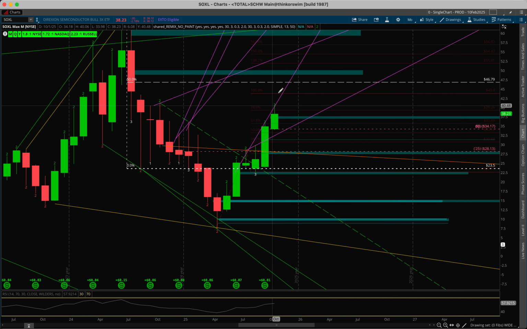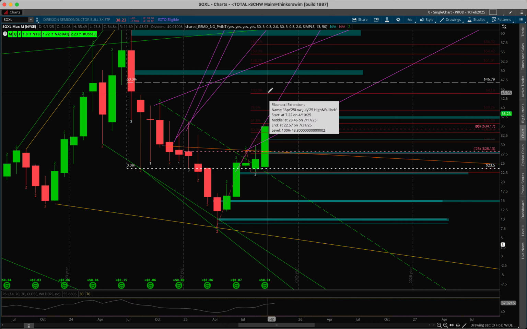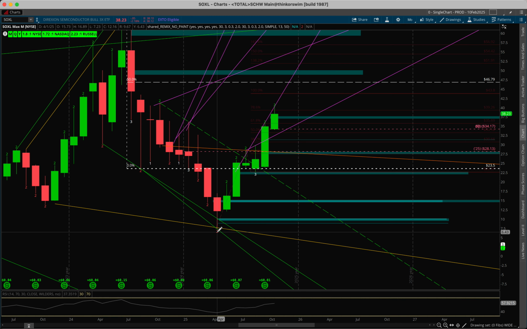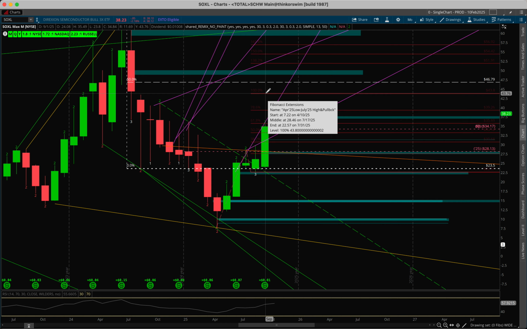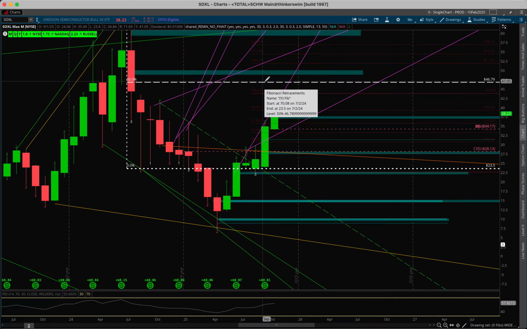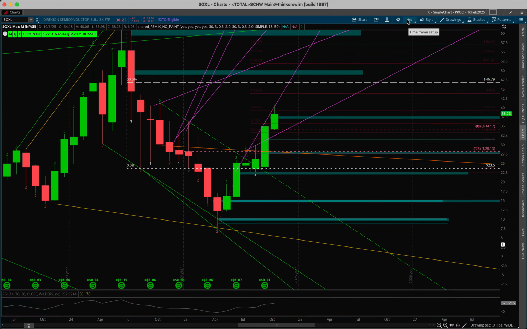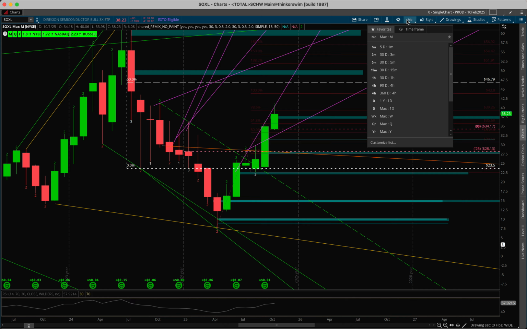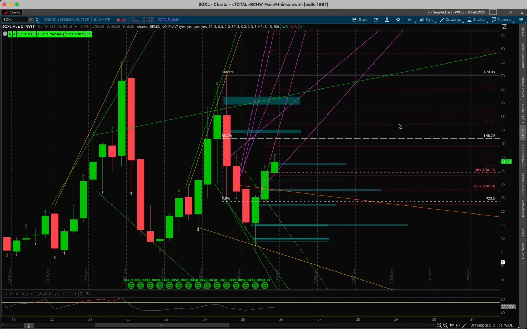We're running into this broadening formation, running into some higher fib extensions. You can see the 100% fib extension of this April low to July high, back to the July pullback. This fib extension here, we've got 43.80. So do things slow down a little bit here? We've been on a tear the last 5 or 6 weeks, so it's more than reasonable to expect a little bit of a pullback.